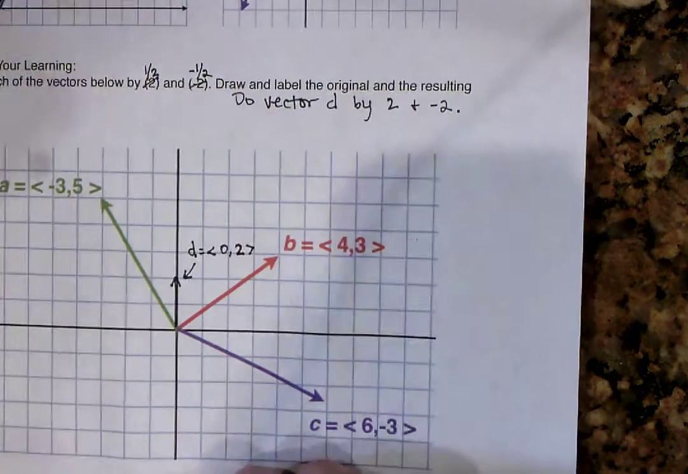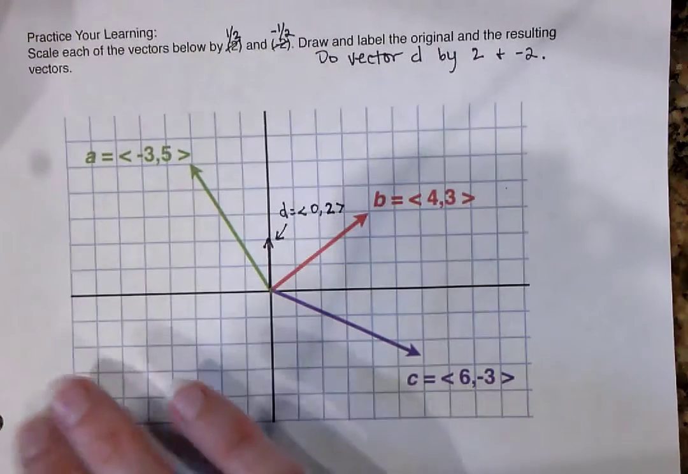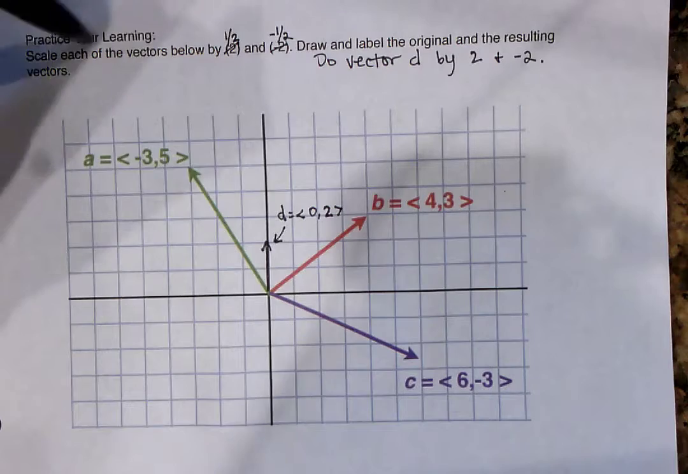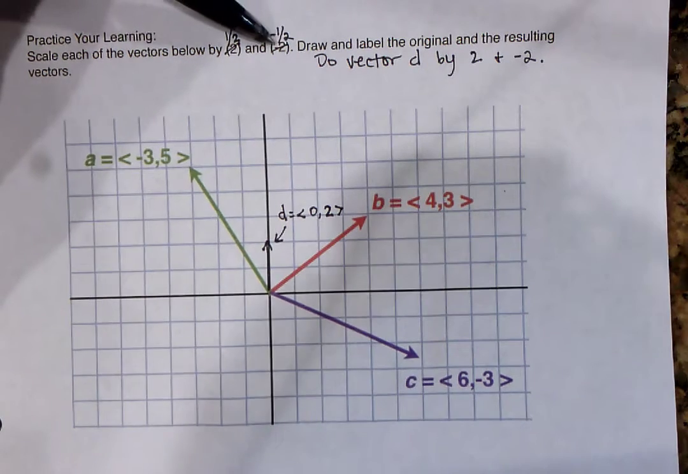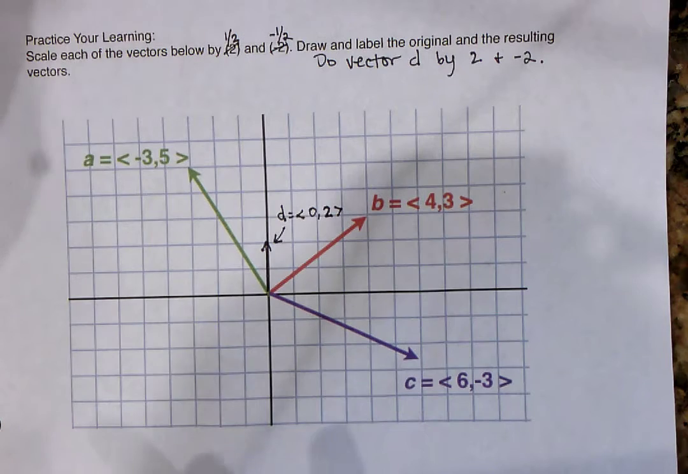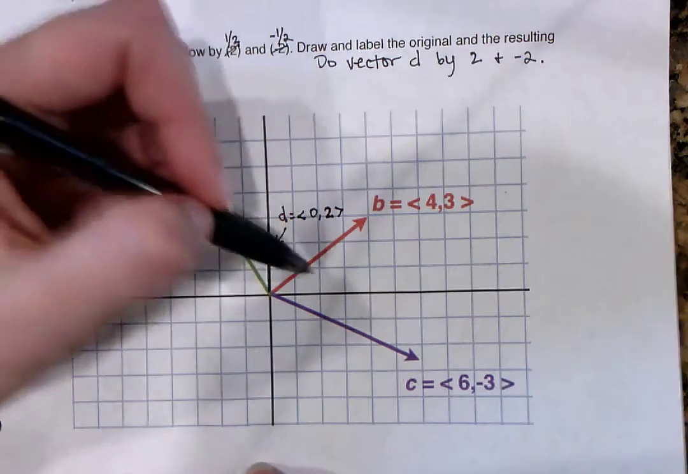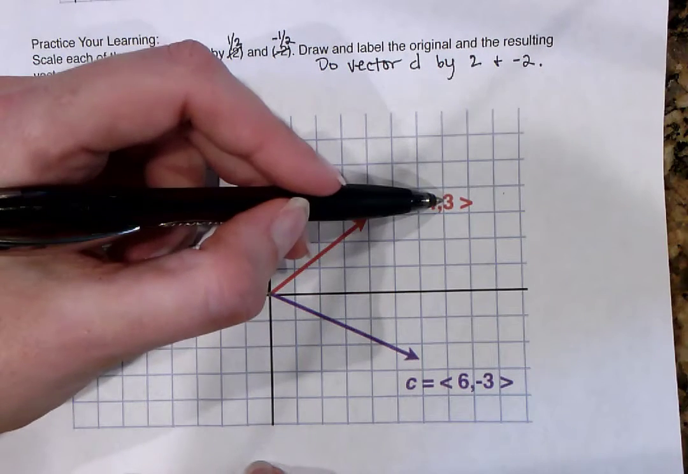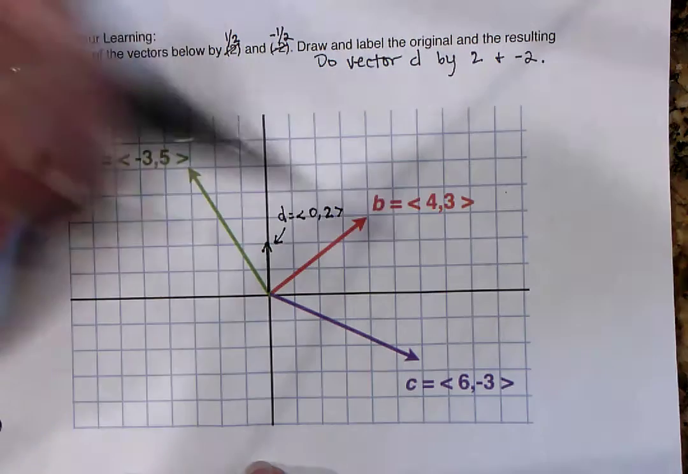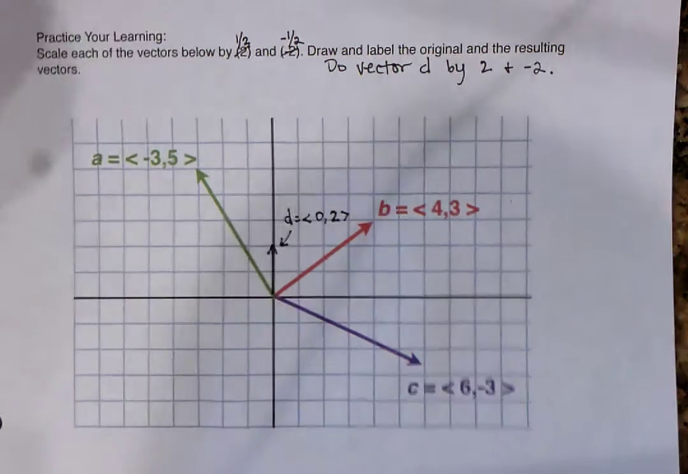On your worksheet, I've changed it a little bit on yours. Yours should have the correct typing and everything. So scale each of the vectors below by a half and by a negative half. You might get a decimal, that's okay. Let's say on this one, this only has 3, so if you take half of that, it's going to be 1.5. So instead of going up 3, you're going to go up 1.5, okay? So don't worry about that.